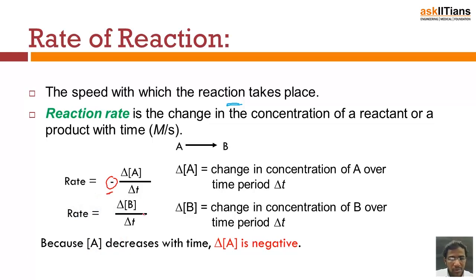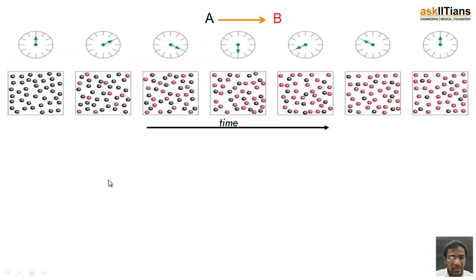So this is how we can define the rate of a chemical reaction, and the reaction rate can be defined in terms of the change in concentrations of reactants or products. To understand it even better, let's consider an example. This is A giving B, a simple reaction, and here the container initially has only A present. To differentiate between A and B, the particles of A are in black color and the particles of B are in red color.